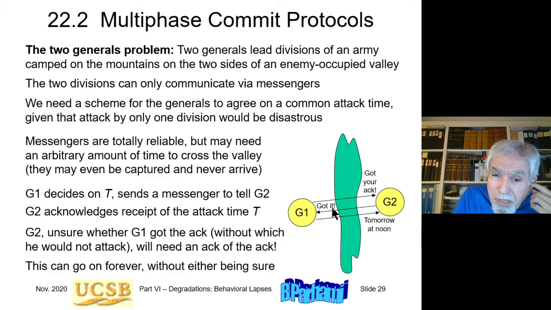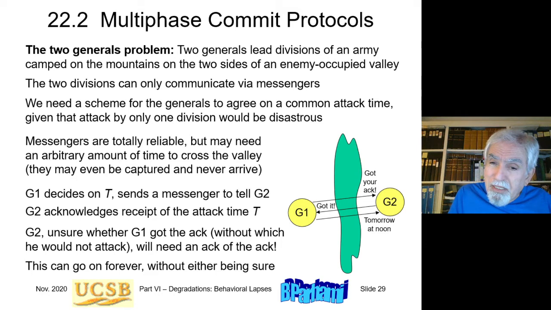So what's the solution? Well, you may think, what about General 1 sending another acknowledgement to tell General 2 that he got his first acknowledgement? But again, the same problem arises here because this third messenger may not get through. And if that third messenger does not get through, then General 2 will not know that General 1 got his acknowledgement, and therefore will not be sure that he will attack. And you can continue this ad infinitum. Basically, there's no end to it.